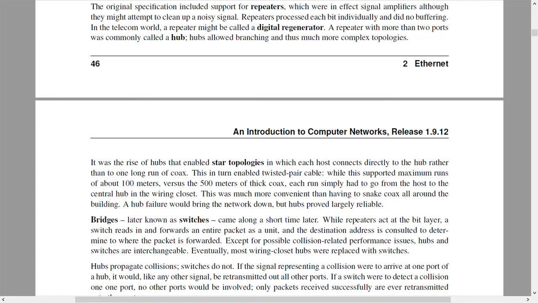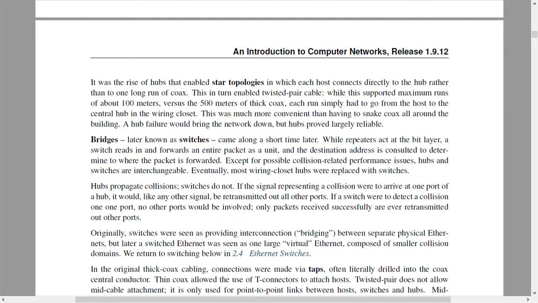A repeater with more than two ports is commonly called a hub. The hubs are what generated star topologies. In case you don't know, it looks like a star. There's a computer in the middle, and then you have computers in all directions, so it looks like a star. So that's a star topology, in case you forgot.